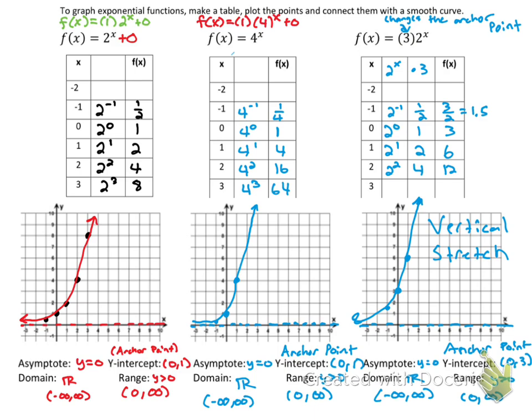All right. Obviously, it's up here. What's my asymptote? Y equals 0. There's no transformation up or down. We're going to do that next. Okay? Anchor point 0, 3, y-intercept. Domain is all real numbers, and again, our range is the same. All y values greater than 0. Okay?